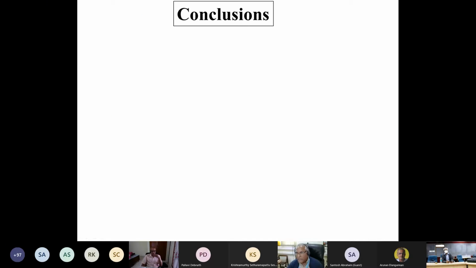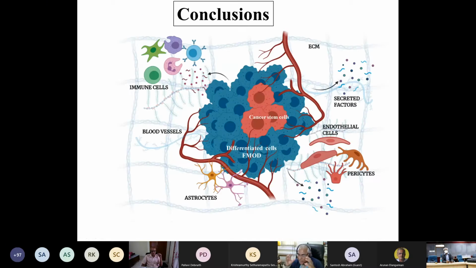And the take-home message, or the overall conclusion, is that in the tumor there are not only tumor cells. The tumor cells also are of 2 types. Everybody has appreciated cancer stem cells and non-cancer stem cells. The whole world is looking at cancer stem cells. What we are saying is, yes, we need to target the cancer stem cells, but let us not ignore the so-called non-cancer stem cells.